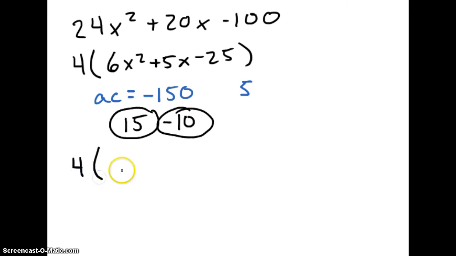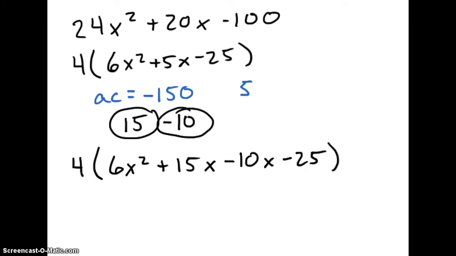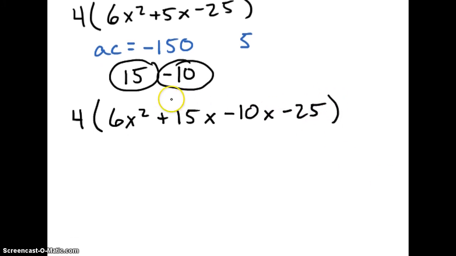I have this 4 on the outside. I have 6x squared still. This ax squared and this c are not going to change throughout my entire problem. And I'm going to add 15x, subtract 10x, and subtract 25. Now I'm going to view this as one unit, and I'm going to see what I can factor out. I can factor out a 3 from 6 and 15, and I can factor out an x from both x squared and x. So my GCF is 3x.